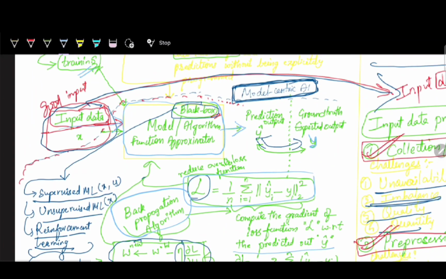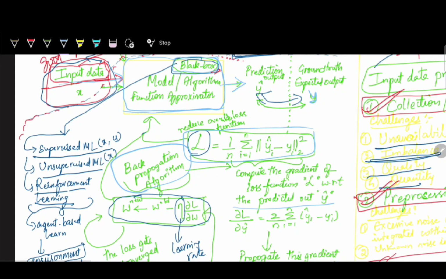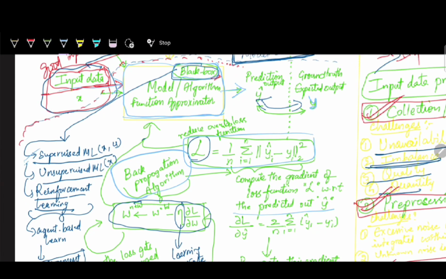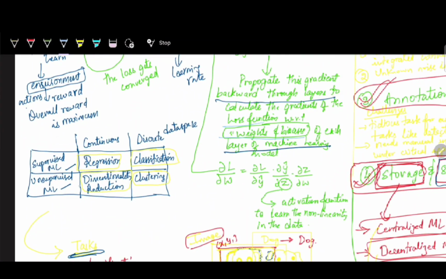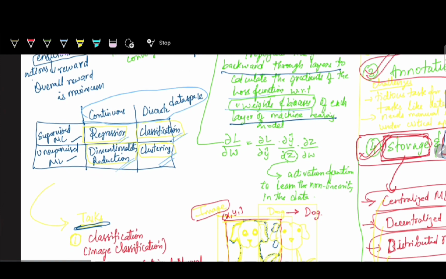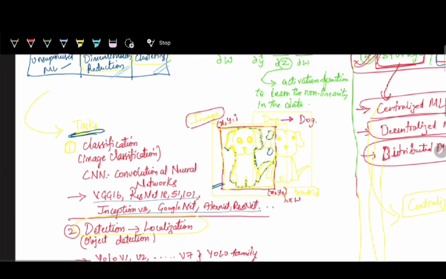Then we also discussed what this black box, or this model's algorithm or function approximator, can have depending upon the type of machine learning: supervised, unsupervised, reinforcement learning. And within supervised and unsupervised machine learning, in discrete and continuous data space, we have 4 different tasks called regression, classification, dimensionality reduction, and clustering. We have discussed all these in part 1.